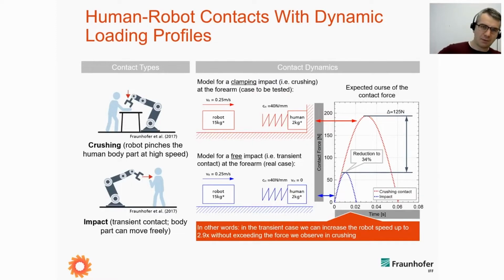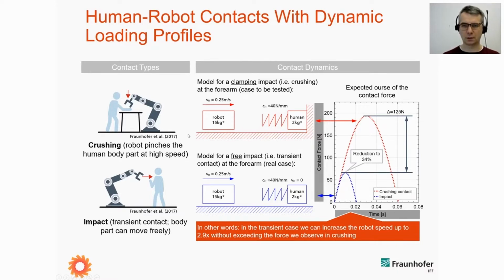On the left side, we can distinguish between two contact types. We distinguish between crushing, which means that the robot is pinching the human body part at high speed. And we also have the case impact, meaning that we don't have any clamping. The body part is moved freely. We don't have any spatial constraints. Today I don't want to talk about pinching, so clamping, because this is a special type which is solved, so there is no need for any improvements.